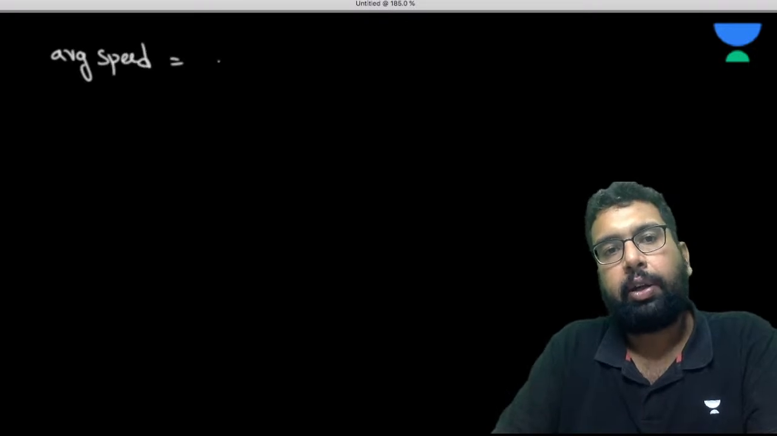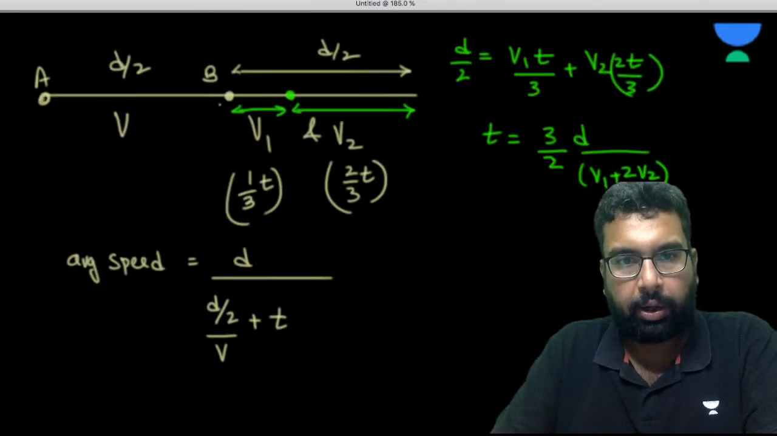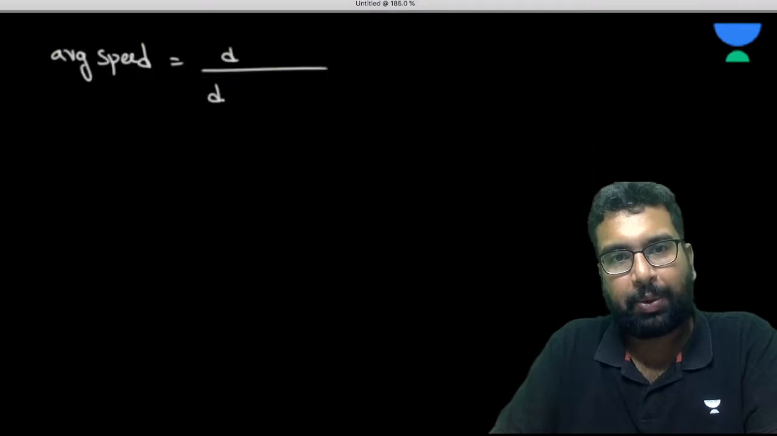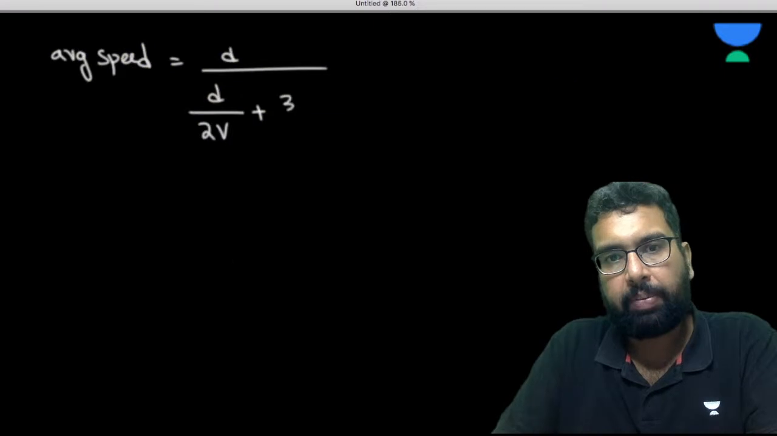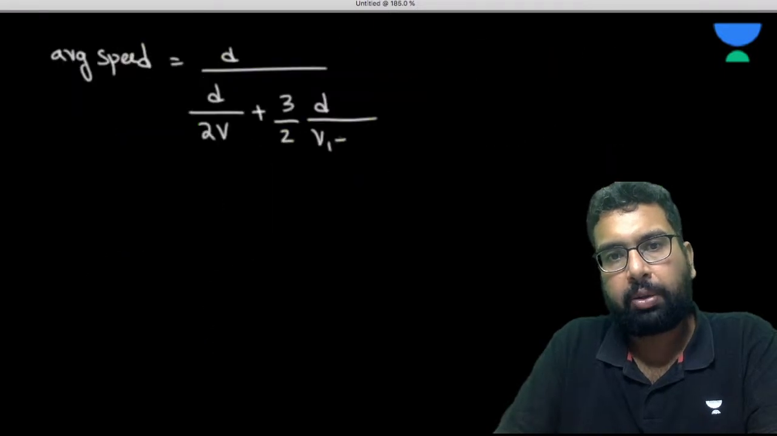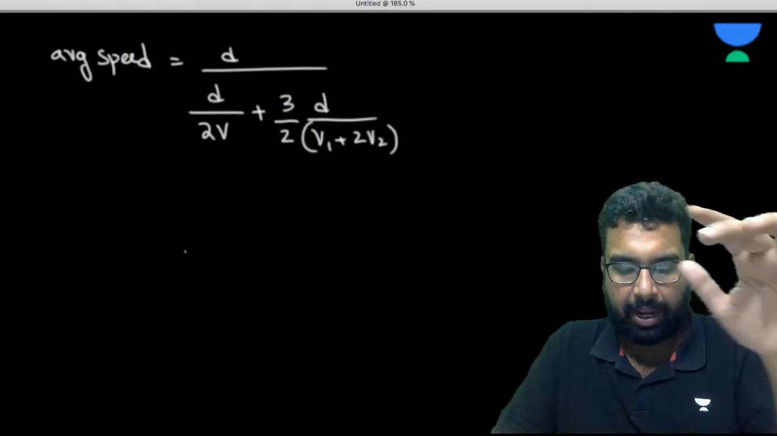So it is going to be d upon (d by 2v plus t). So t is going to be 3 by 2 of d upon v1 plus 2 times v2.